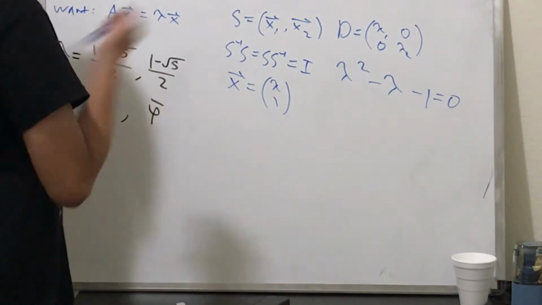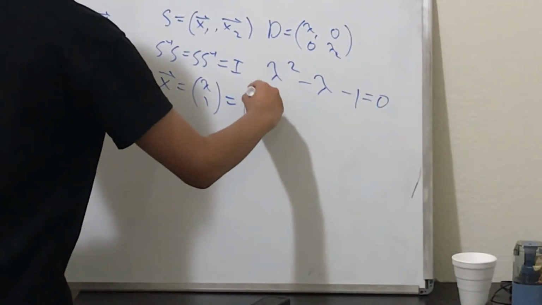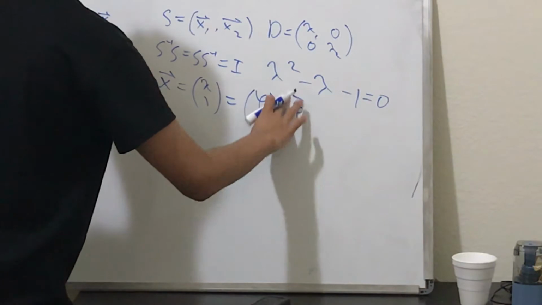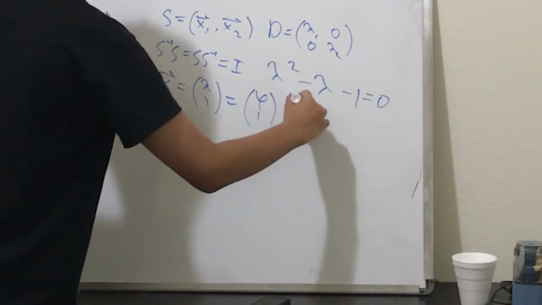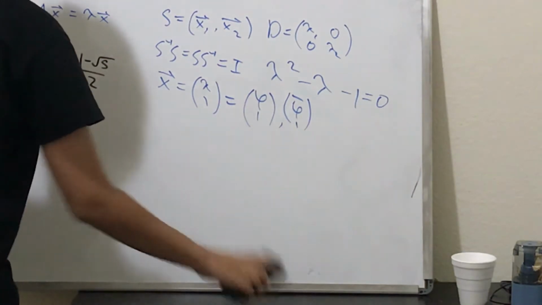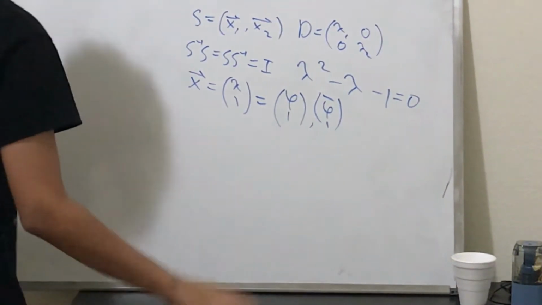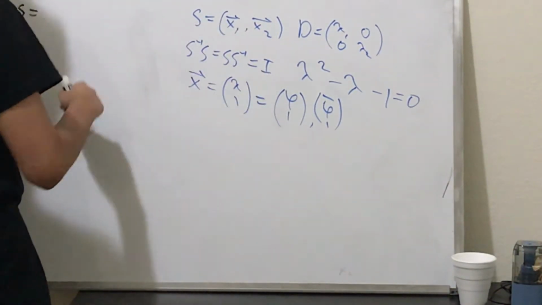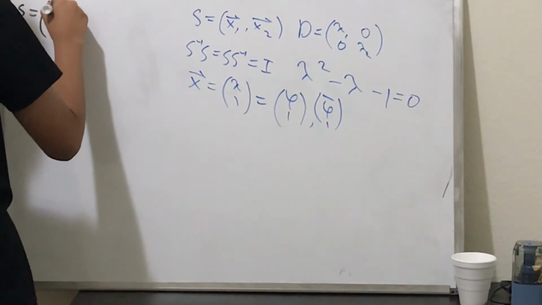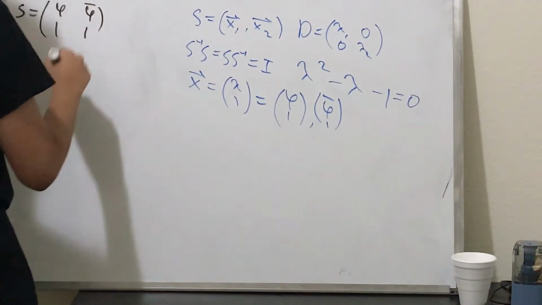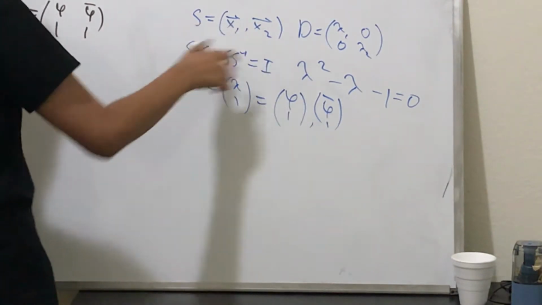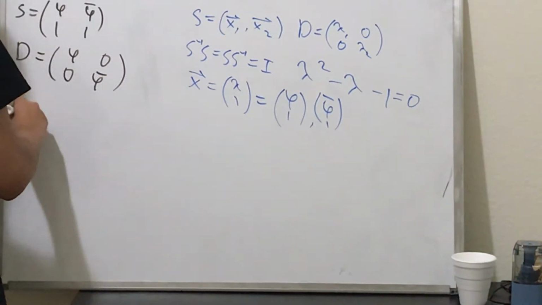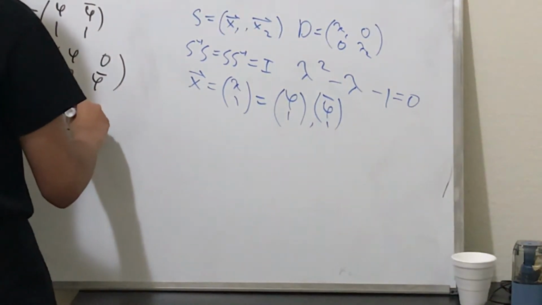So that means we can go ahead and write our x as phi, 1 and phi bar, 1, okay? And we know our lambda 1s and our lambda 2s. Okay, nice. Now we just go ahead and do some cool stuff. Okay, we're almost there. So we know our x is gonna be our x's, so it's gonna be phi, 1, phi bar, 1. There we go. We know our d is gonna be the corresponding lambdas, which is just phi, 0, 0, phi bar. And we know our S inverse satisfies this property.